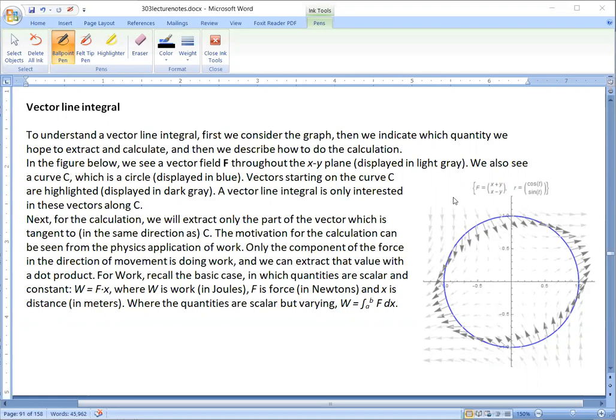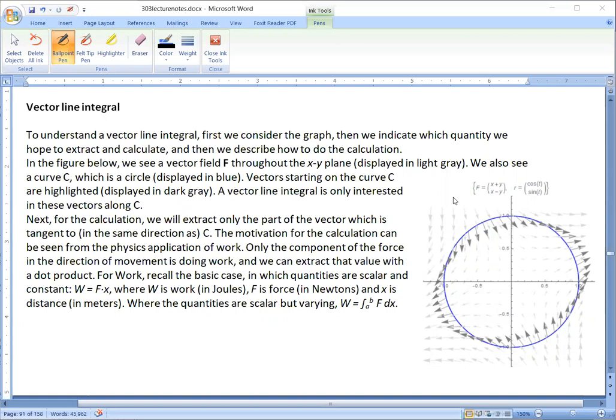Now, the only vectors we're interested in are the ones that are along the curve. Those are graphed in dark gray that you can see. So when we integrate the vector field along the curve, we're only looking at those vectors. That's the first thing. Second, for a typical vector line integral, we're only going to extract the part of the vector which is tangent to, meaning in the same direction as, c. We'll talk about another possibility later. That's the one I want to focus on right now.